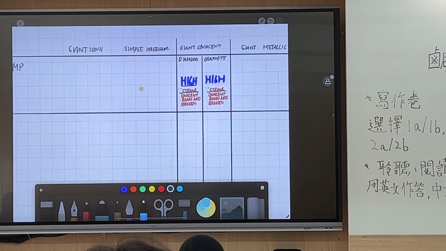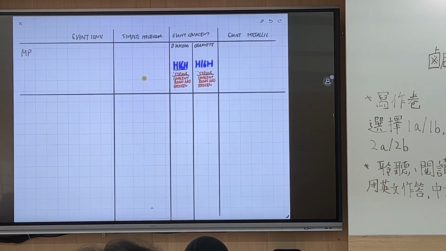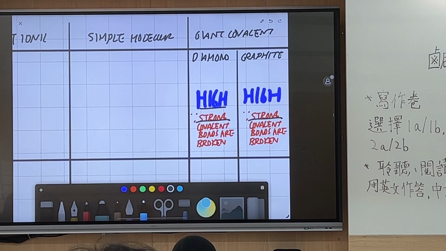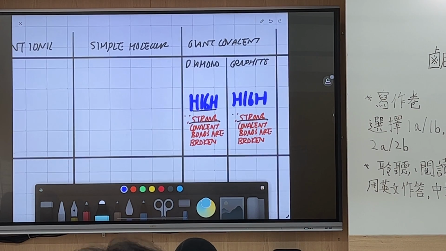What can you say about the melting and boiling point? Is it high or low? Low. Low, because only which type of interaction needs to be broken? Weak intermolecular force. So write this down.